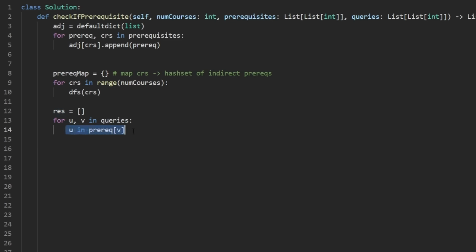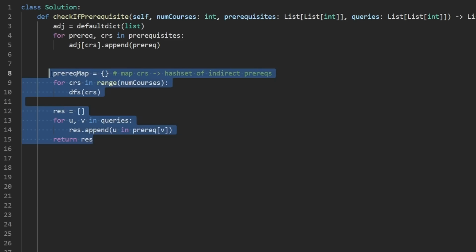This is going to be either a true or false value. So we can actually just append this. So result.append this value. Is that query an indirect prerequisite? This is either going to be true or false. That's the value we want to append here. And then we can go ahead and return the result.